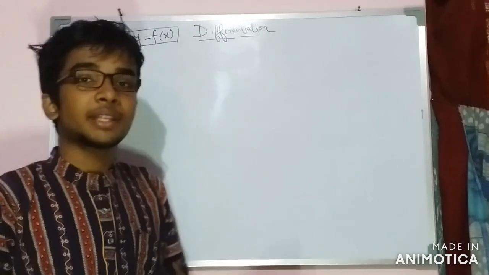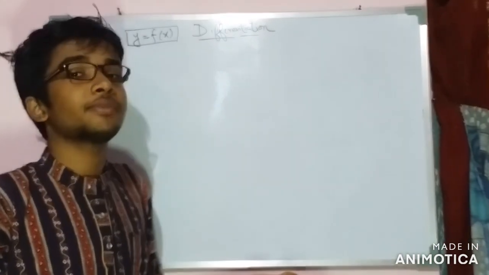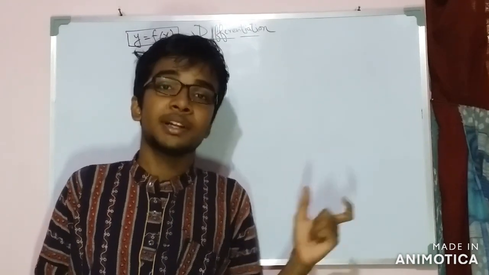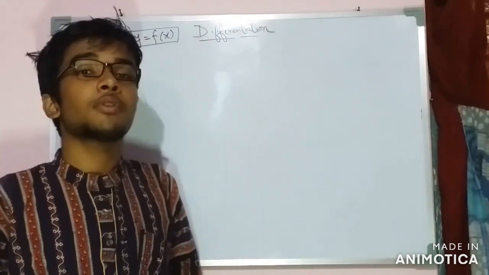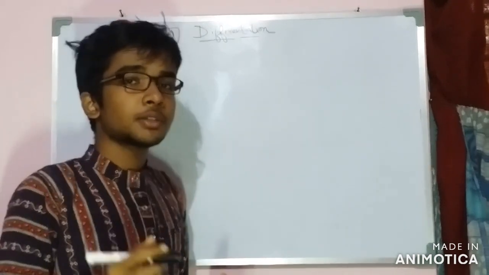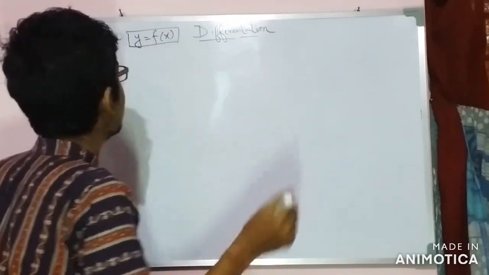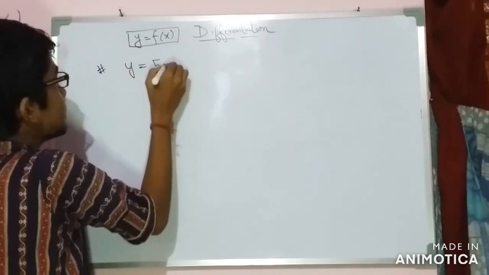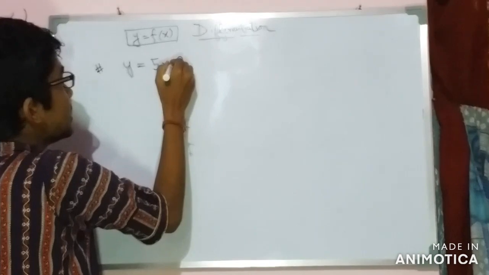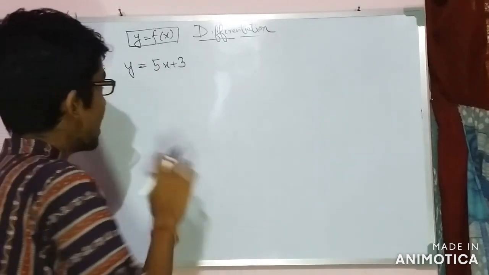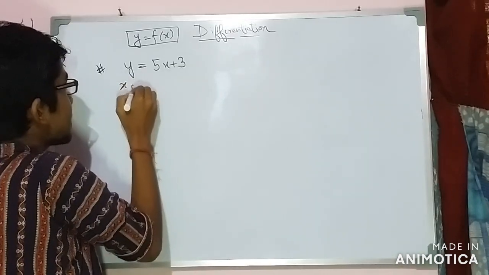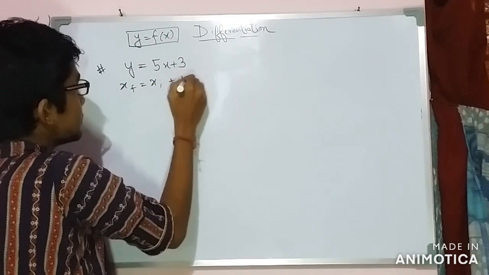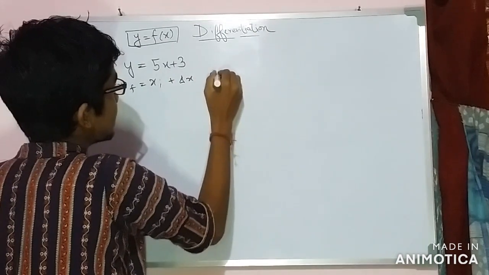Now we'll discuss a method to differentiate without using formula. Many of you might know the formulas and they will be given in your book as well. But learning differentiation without using formula is a good thing to know. So let us see with an easy example. Let us say y equals 5x plus 3, a simple linear function, and it is given that the final value of x is the initial value of x plus delta x, where delta x tends to 0.